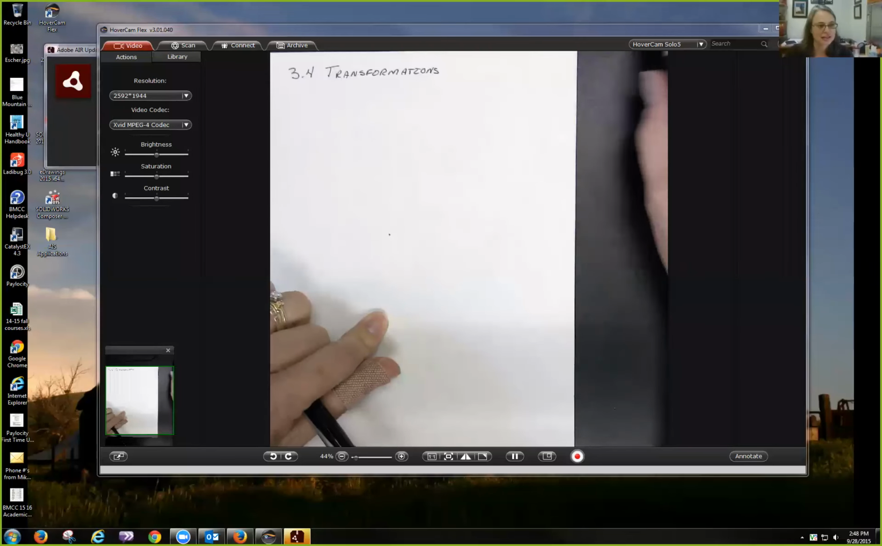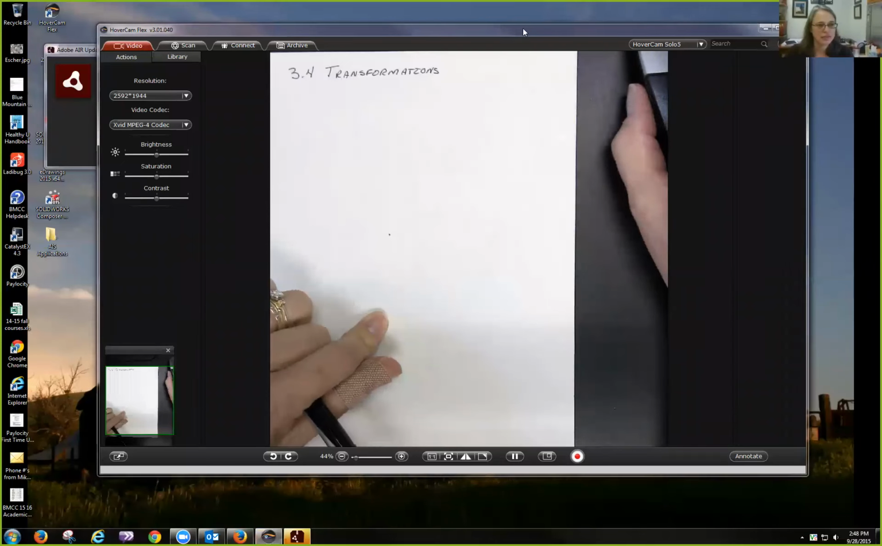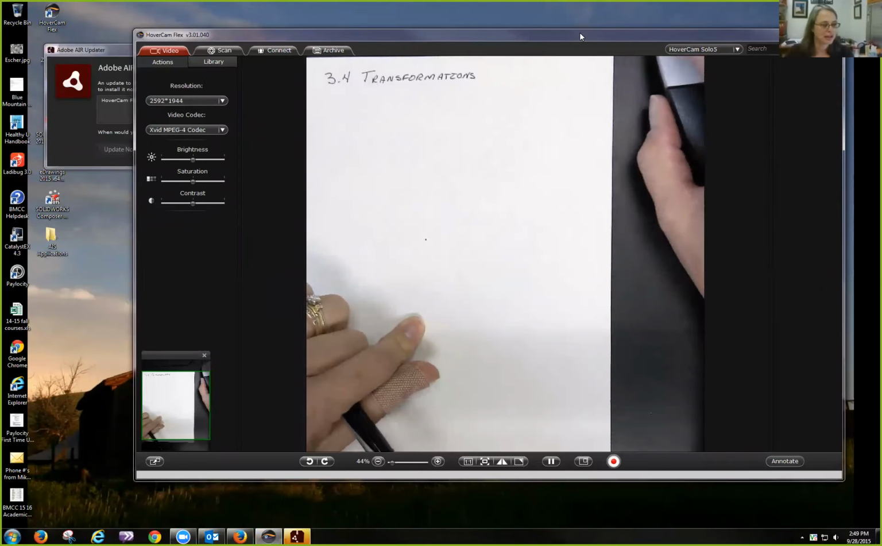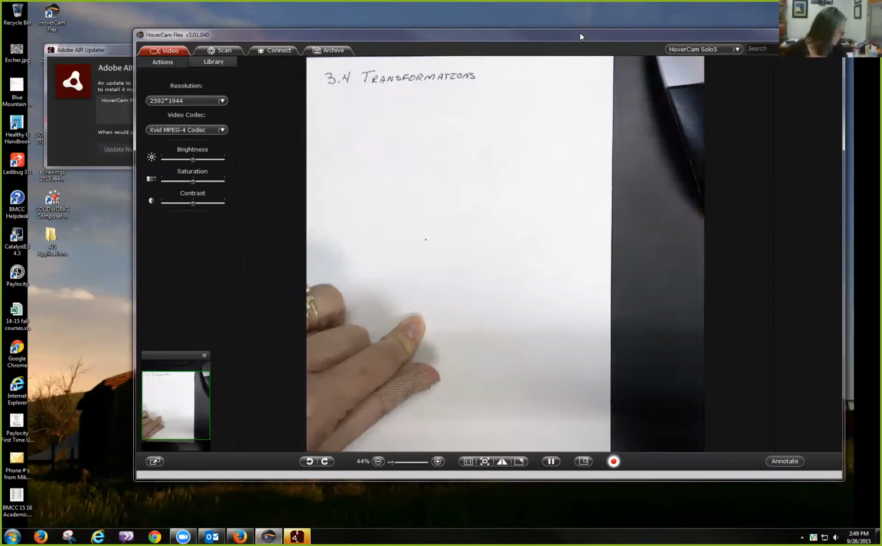Today we're going to talk about section 3.4, which is graphing, actually it's transformations and other graphing techniques. So I'm going to go ahead and give you my screen here. And let's talk about this.